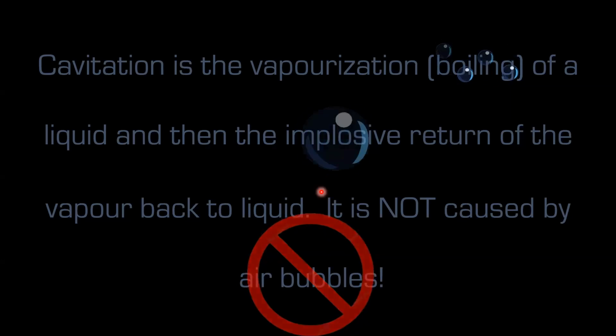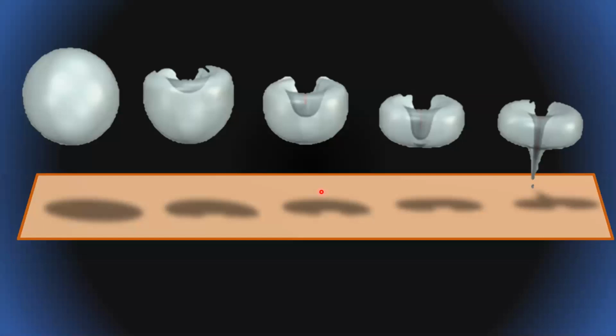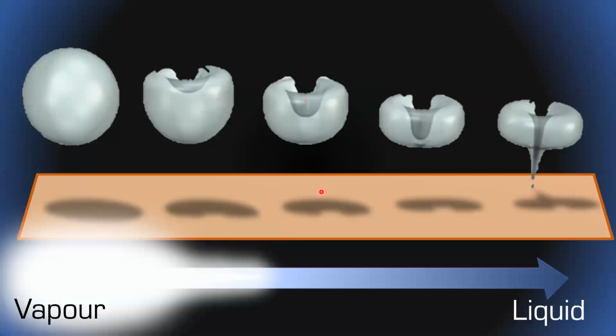Air causes other problems. So here's a cavitation. Here's a vapor bubble on the left-hand side, and that vapor bubble is obviously vapor. And this is the progress of that vapor bubble turning back into liquid as it goes from left to right. The reason it's turning back into liquid is because it's going into a high pressure zone, and therefore, it's becoming liquid again.